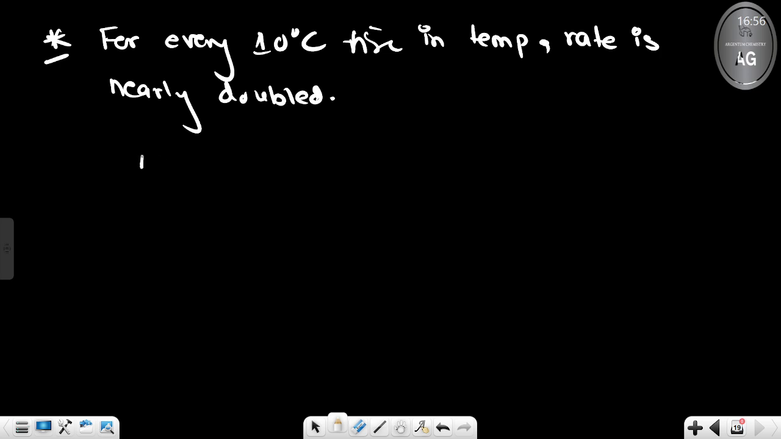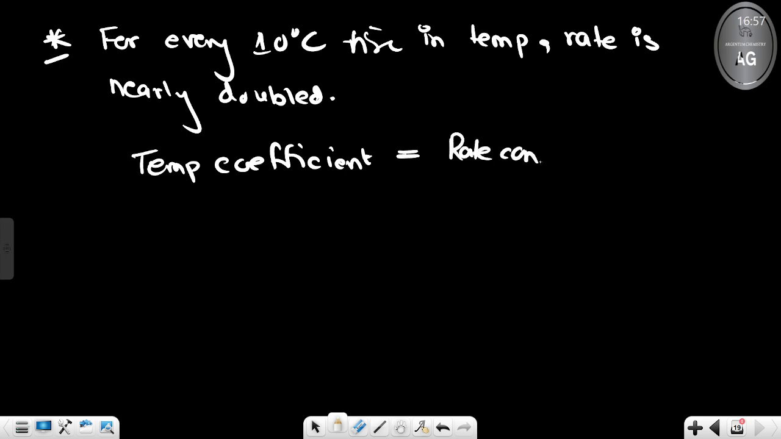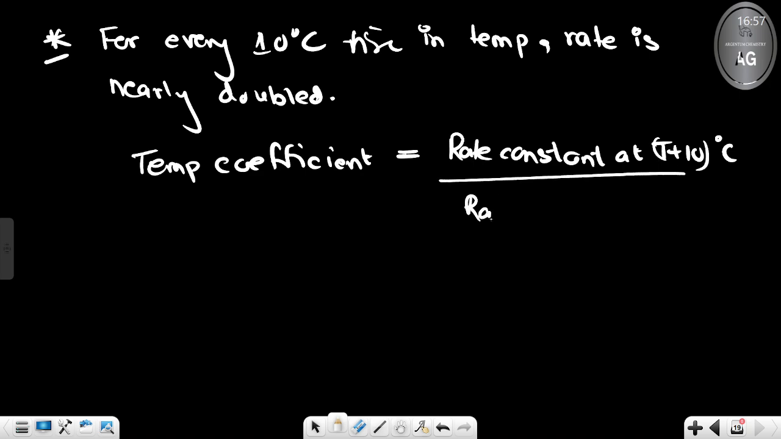So from here we are defining one term which is called temperature coefficient. Temperature coefficient is basically defined as the ratio of rate at higher temperature. So that is rate constant at T plus 10 degrees Celsius divided by rate constant at T degrees Celsius. Clear? So it is a ratio of two temperatures which are separated by 10 degrees Celsius. This is temperature coefficient. Never have seen a question.